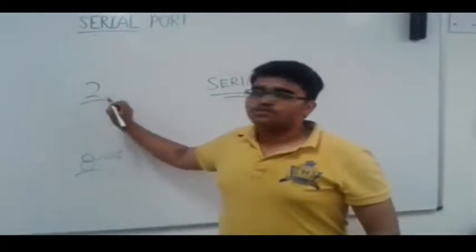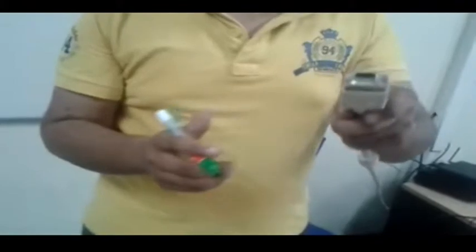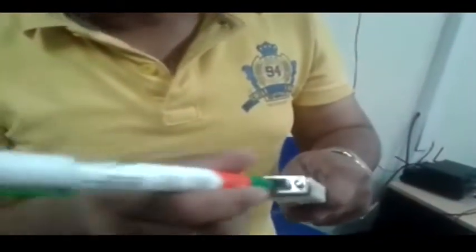There are two types of connector. The first one is a male connector. It has pins. And the second one is a female connector, in which these pins are embedded.